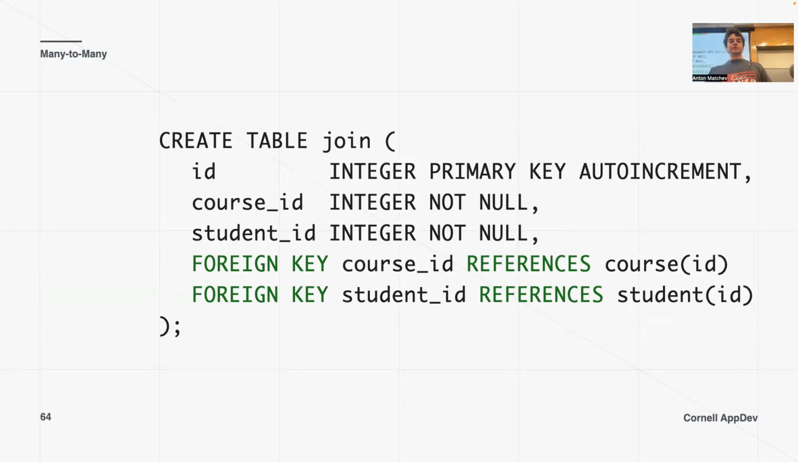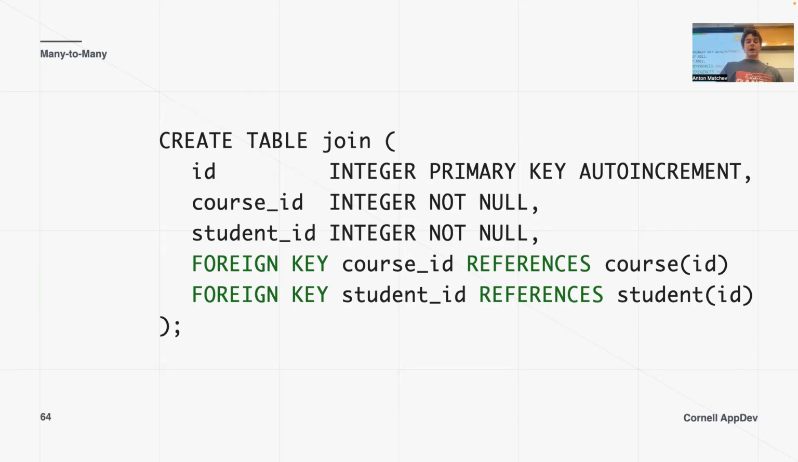And then this join table is going to be our association table. So we have create table join. The ID is, again, a primary key. It's not really going to be relevant for this example, but you have to have a primary key, and that's what the ID in this join table functions as. We have a course ID that is an integer that's not null, and a student ID that is an integer that's not null.